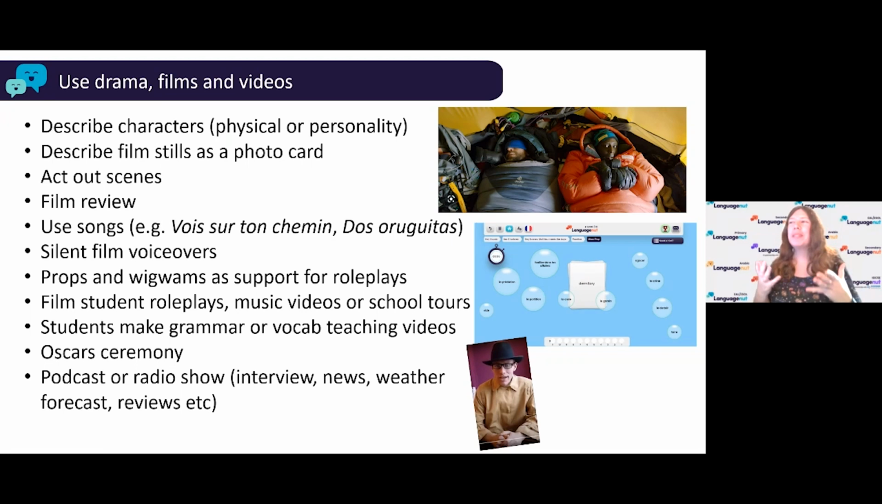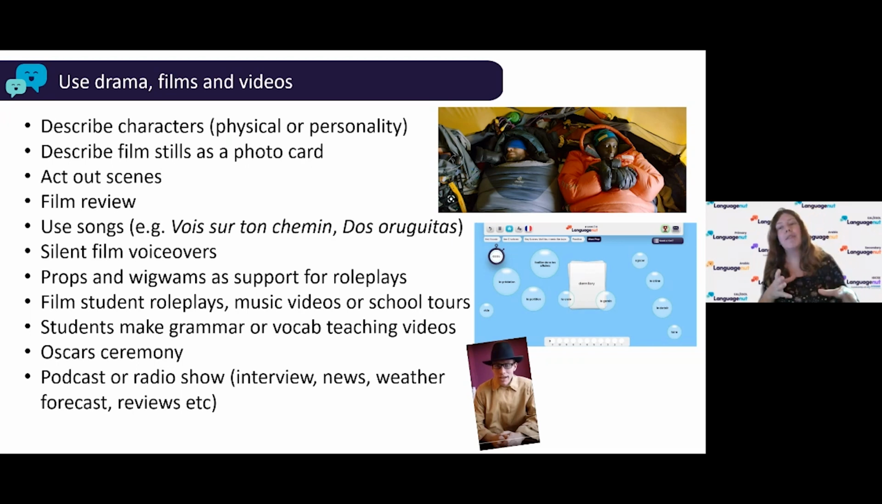If you're using films, you can use those as really good springboards for different exercises related to them. So for example, after having watched the film, you could describe the characters. If you're doing that topic of describing physical appearance or personality, those can be really good. Film stills are fantastic prompts to use as a photo card, and probably a bit more interesting than the exam past ones. For example, the one you can see here is a picture from The Climb, which is a fantastic film, which I think is still available on Netflix. Really great French film. They can act out scenes.